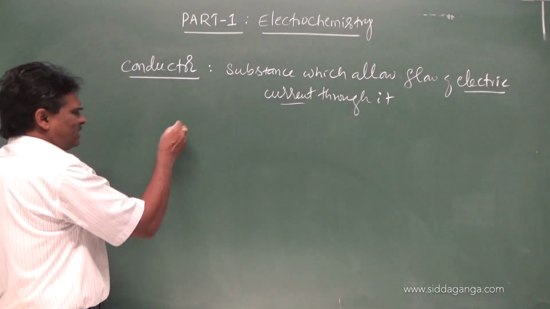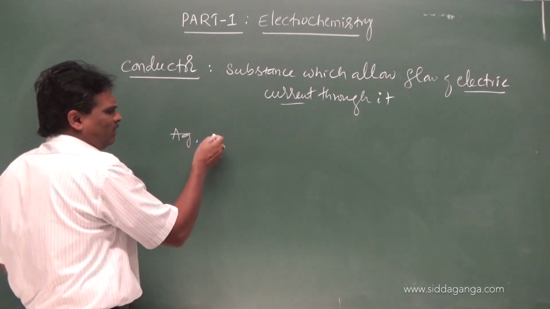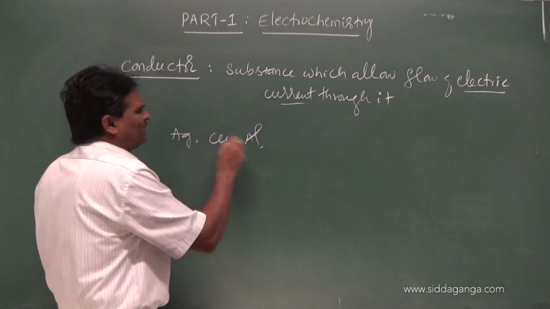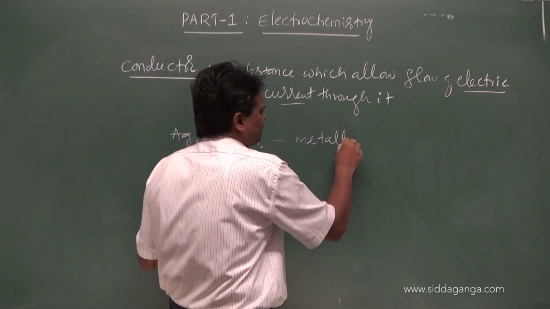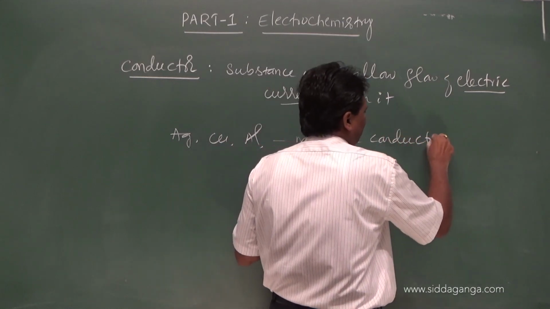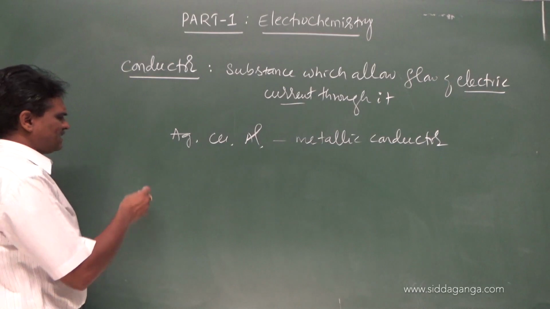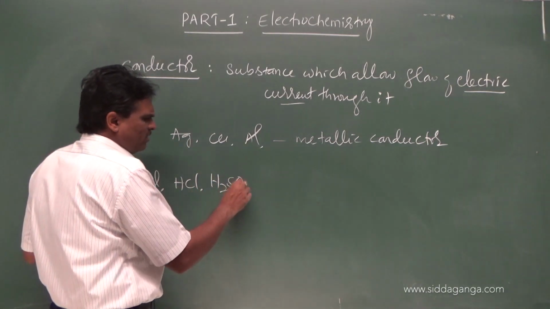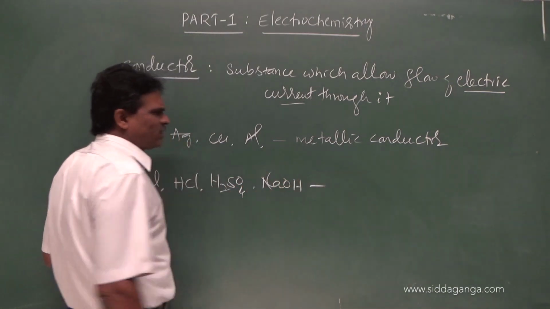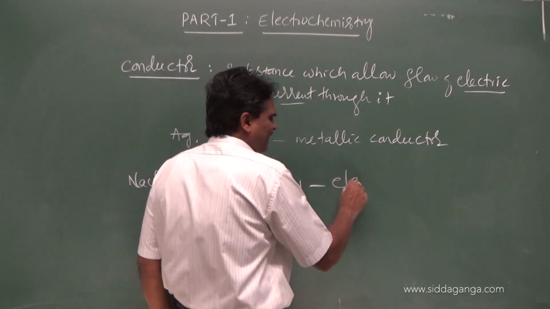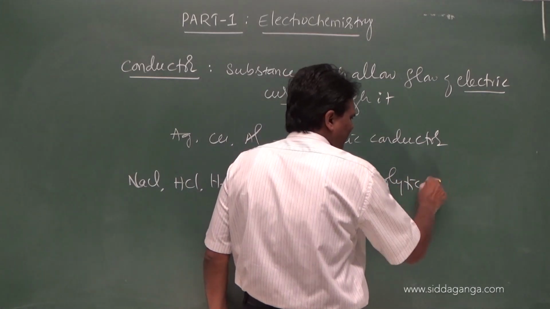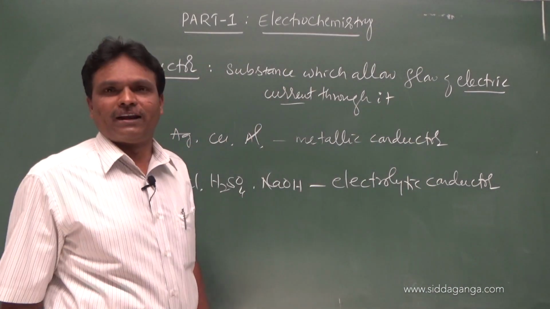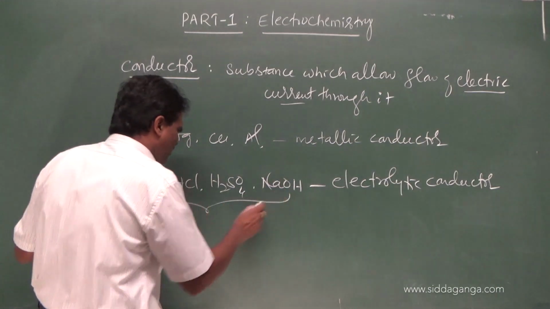What are the examples for conductors? If you consider metals like silver, copper, aluminium, is it clear? These are called the metallic conductors. And other examples: sodium chloride, HCl, H2SO4, NaOH, in their aqueous solutions. These are called electrolytic conductors. Look, when we say conductor, you usually think only of metals, but here there are electrolytes. So these are all called electrolytes.